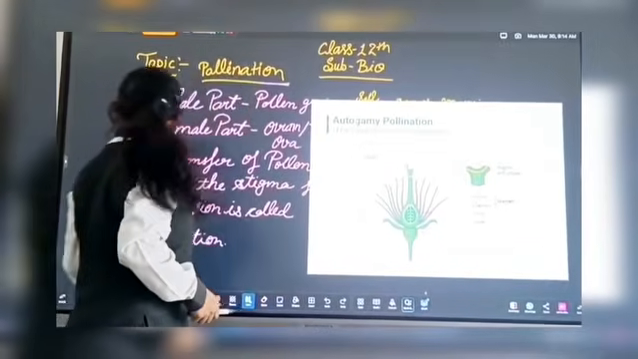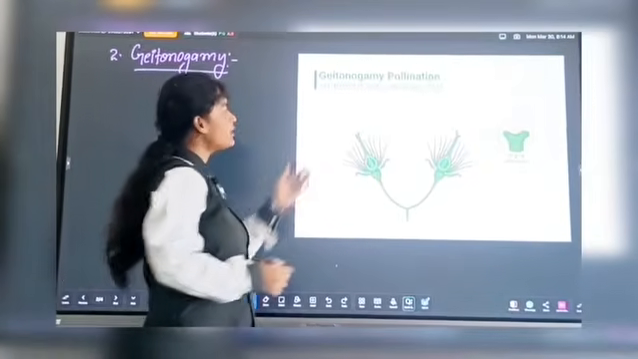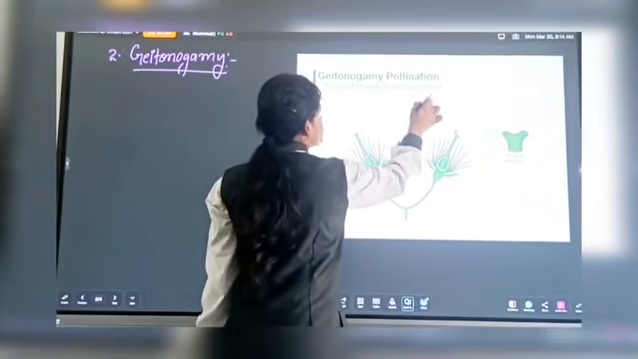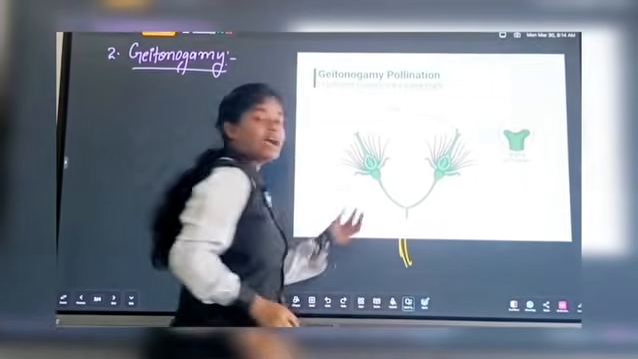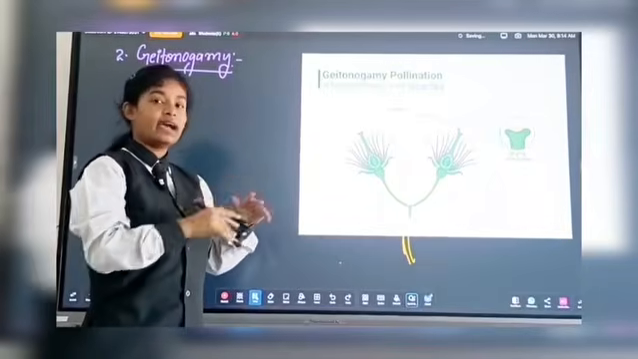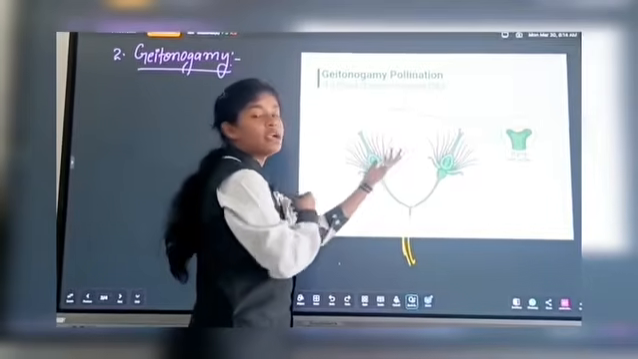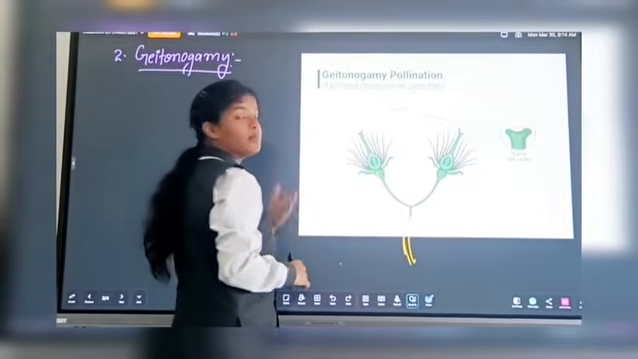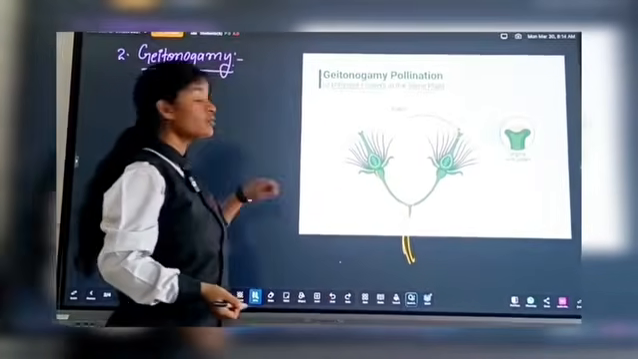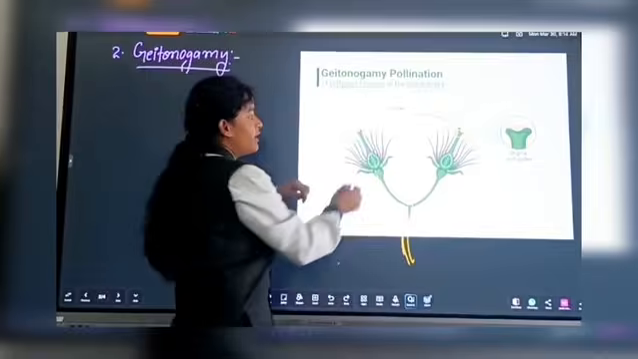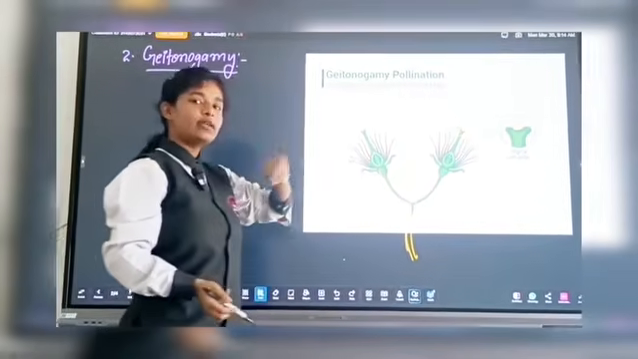Now let's move to the second term, that is geitonogamy pollination. Geitonogamy means different flowers on the same plant. It is one plant, like a rose plant. It has many petals. Now in one plant, when there are two flowers, one contains the pollen grain and the other contains the stigma, the female part. So when the pollen grain from one flower lands on the stigma of the second flower, it is called geitonogamy pollination.